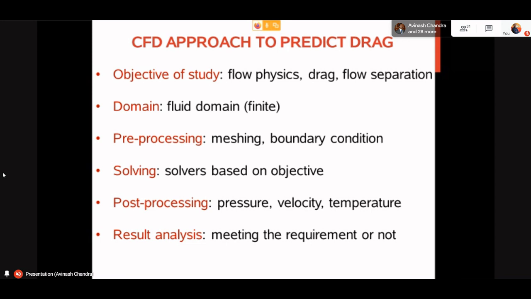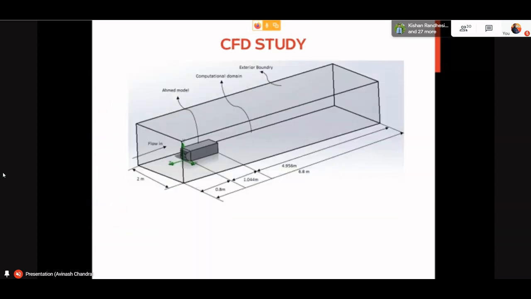Then the solvers, obviously this is very important, because everything is based on physics, so you need to solve some kind of equations. There are a lot of equations behind that, and all the equations are based on conservation laws. If you want to have a look at what these equations are, you can check out the Navier-Stokes equations. They are the backbone of CFD analysis. Then in post-processing, we simply check the pressure, velocity, and temperature, how the flow is interacting, and how the result is coming out.